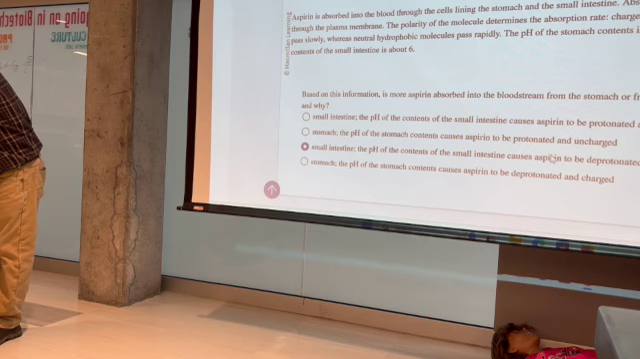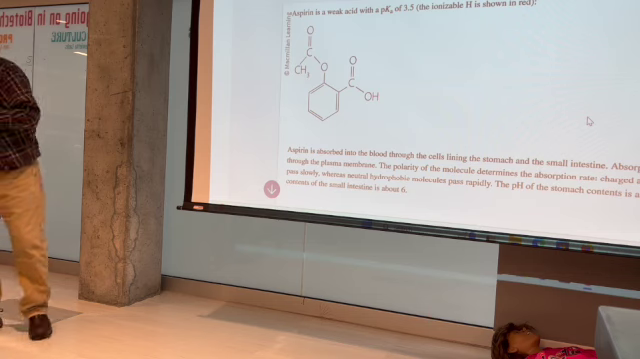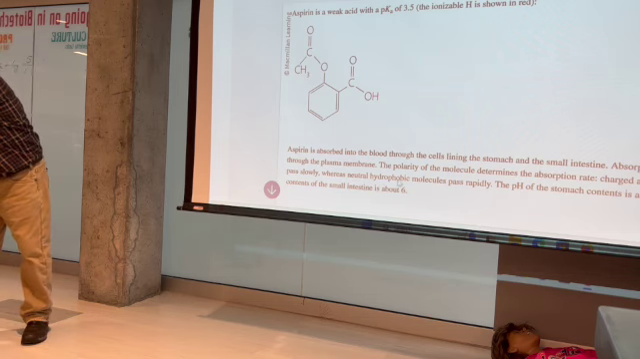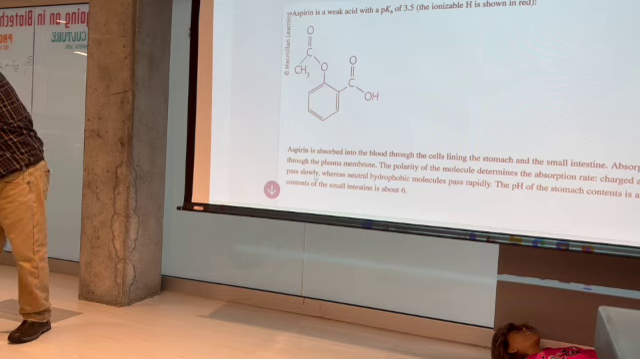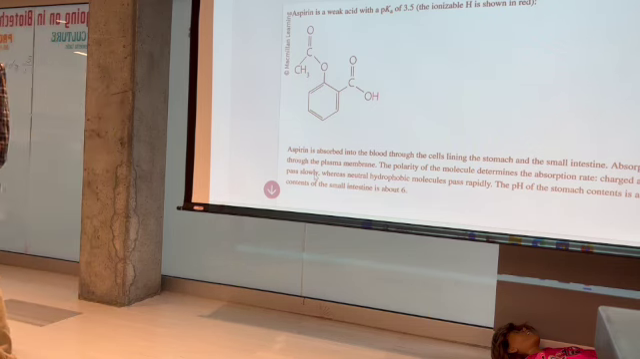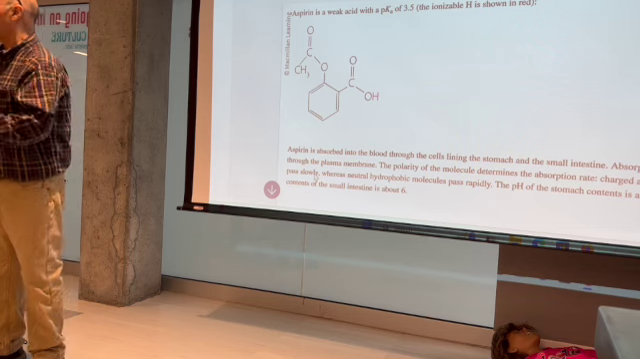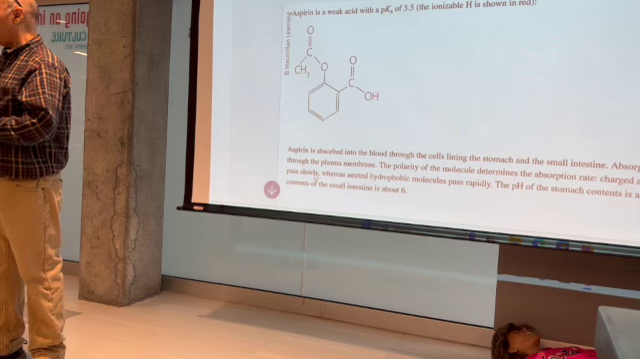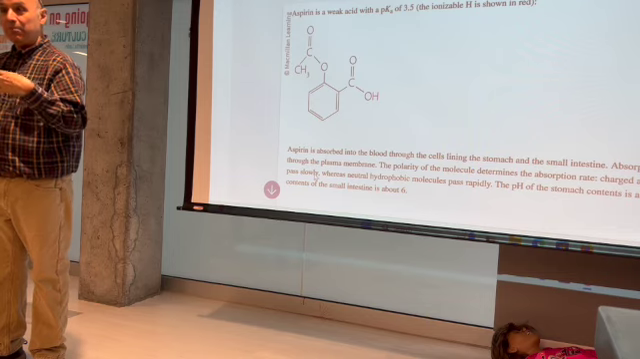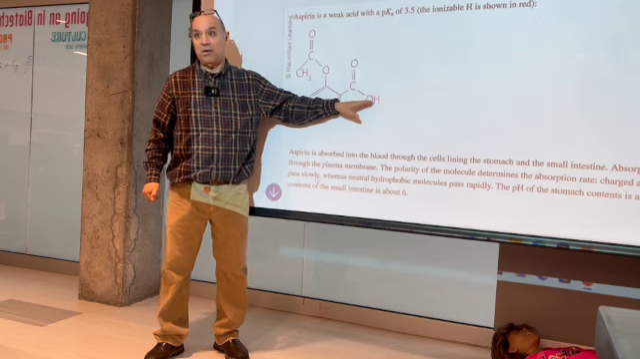Okay, so let's take a look. Let's think about this again. The polarity of the molecule determines the absorption rate, charge, and highly polar molecules pass slowly. I didn't read that part. So charged and polar molecules are less likely to be absorbed. So I was reading it wrong. I didn't read that paragraph. I assumed more soluble in water is going to be absorbed faster because it's charged. But no, it's the opposite. It's the uncharged part, the protonated part, this one, that is more absorbable. So that is going to be favored in the stomach.